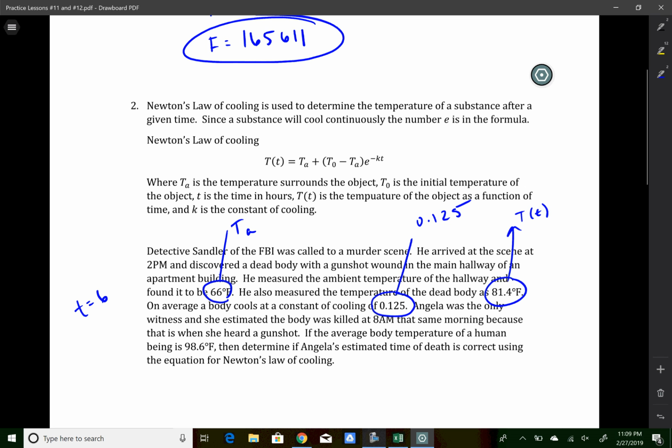It says if the average body temperature of a human being is 98.6 degrees, that's the initial temperature, right? Assuming that that was his body temperature when this guy got shot, we could figure out if Angela's estimated time of death is correct. So we have all of the variables here. So we're going to plug in everything we know and see if the T of 6 value is the same as 81.4 or close to 81.4, right?